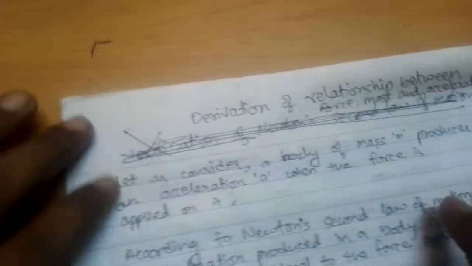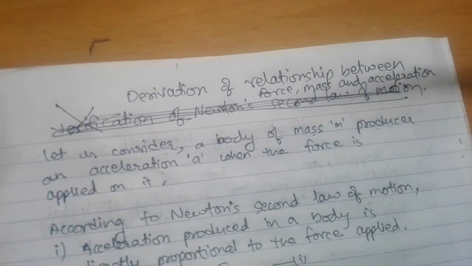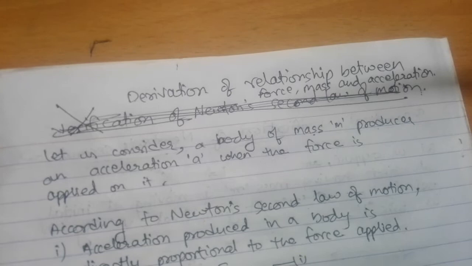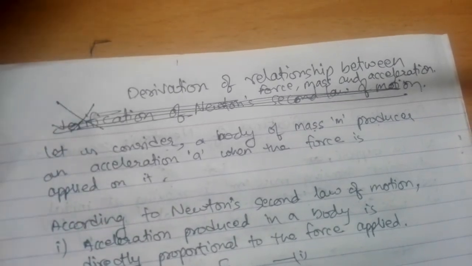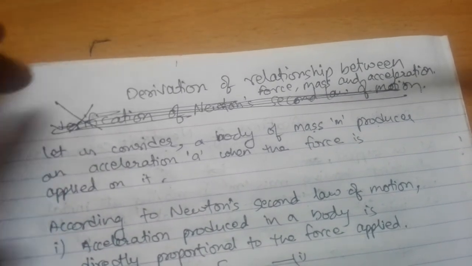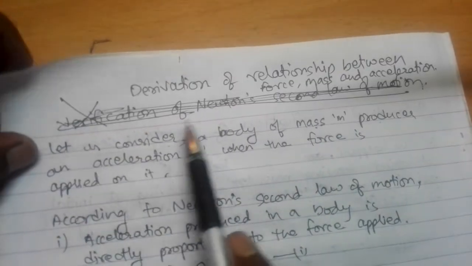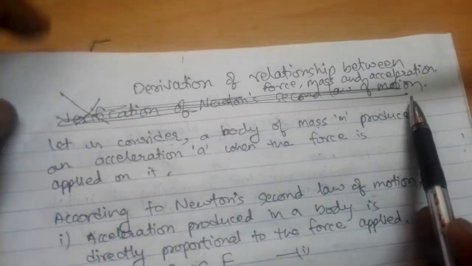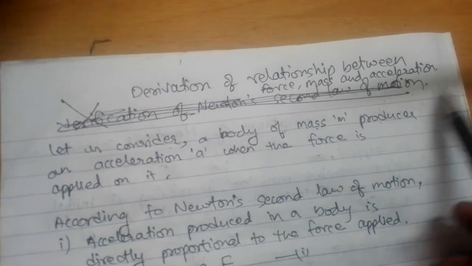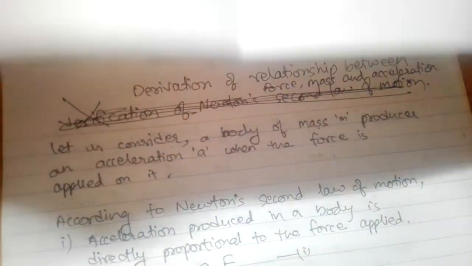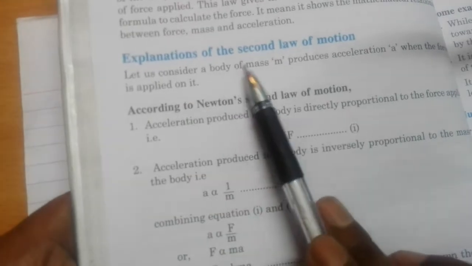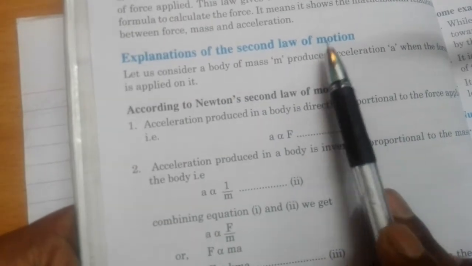Okay, now let's go to the next topic. When I go through many of the textbooks, I see that they use another procedure. They actually say verification of Newton's second law of motion. I'm not going to tell which book it is, but I'm showing only this much. It says explanation or verification of Newton's second law of motion.